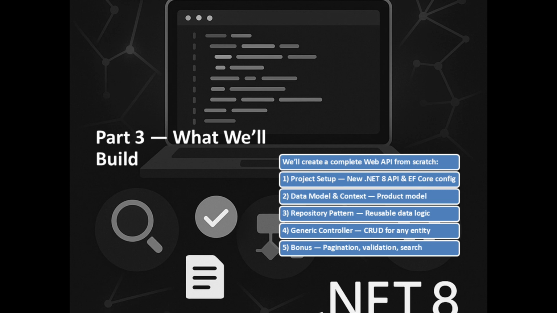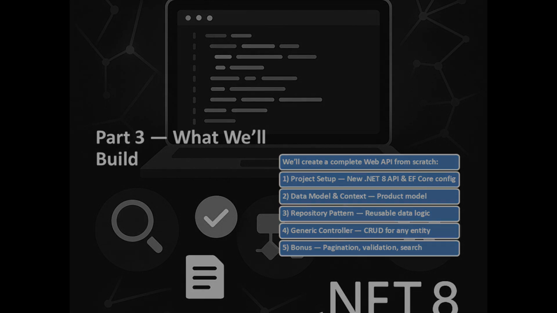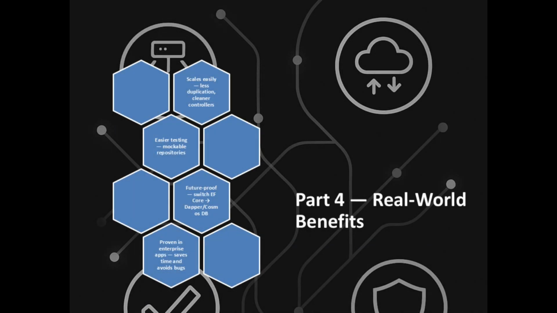What we'll build. Here's our roadmap. Step 1. Project Setup. Create a new .NET 8 API. Step 2. Add a product model and database context. Step 3. Implement the repository pattern for reusable CRUD. Step 4. Build a generic controller that serves any entity. Step 5. Add extras, pagination, validation, and search.